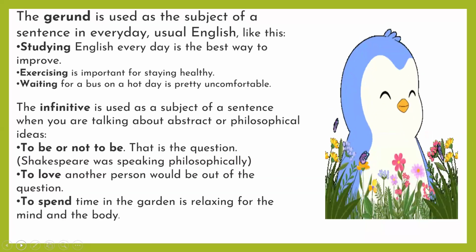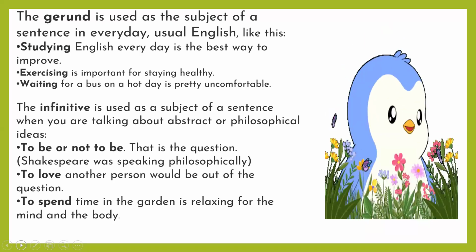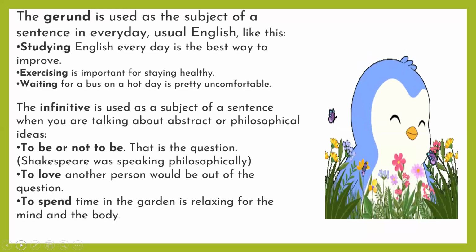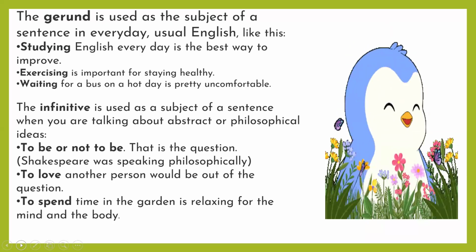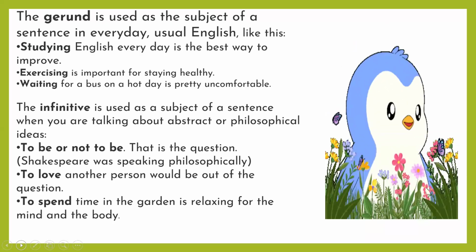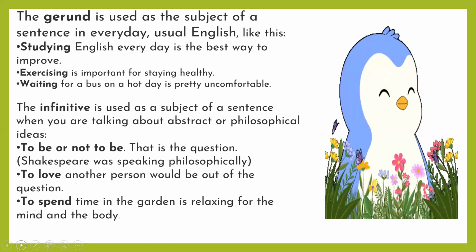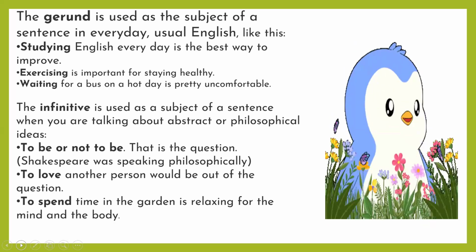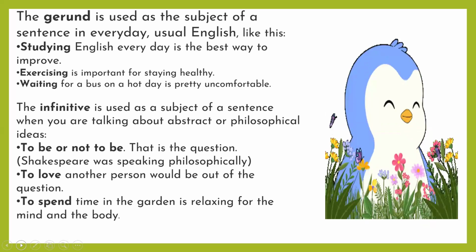The gerund is used as the subject of a sentence in everyday English. When we use a gerund at the beginning of a sentence, it acts as the subject. Example: studying English every day is the best way to improve. So studying here is the subject. Exercising is important for staying healthy. Exercising is the subject. Waiting for a bus on a hot day is pretty uncomfortable. Waiting is the subject.